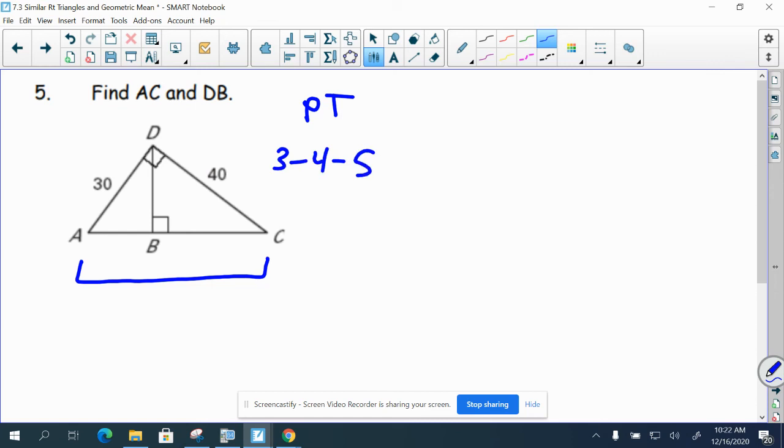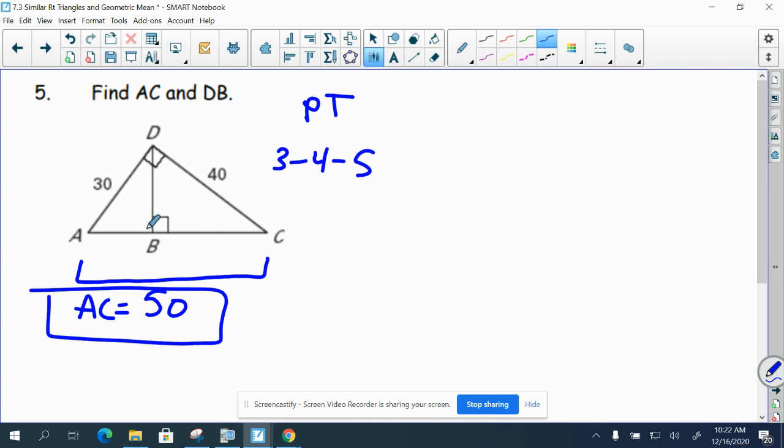In the last video, I explained how any multiple of 3, 4, 5 is also a Pythagorean triple. So if this is 30 and this is 40, then the hypotenuse is going to be 50. Okay, so that one was quick. AC equals 50. Now the next thing we want is DB, which is the altitude. So let's do some brainstorming here.